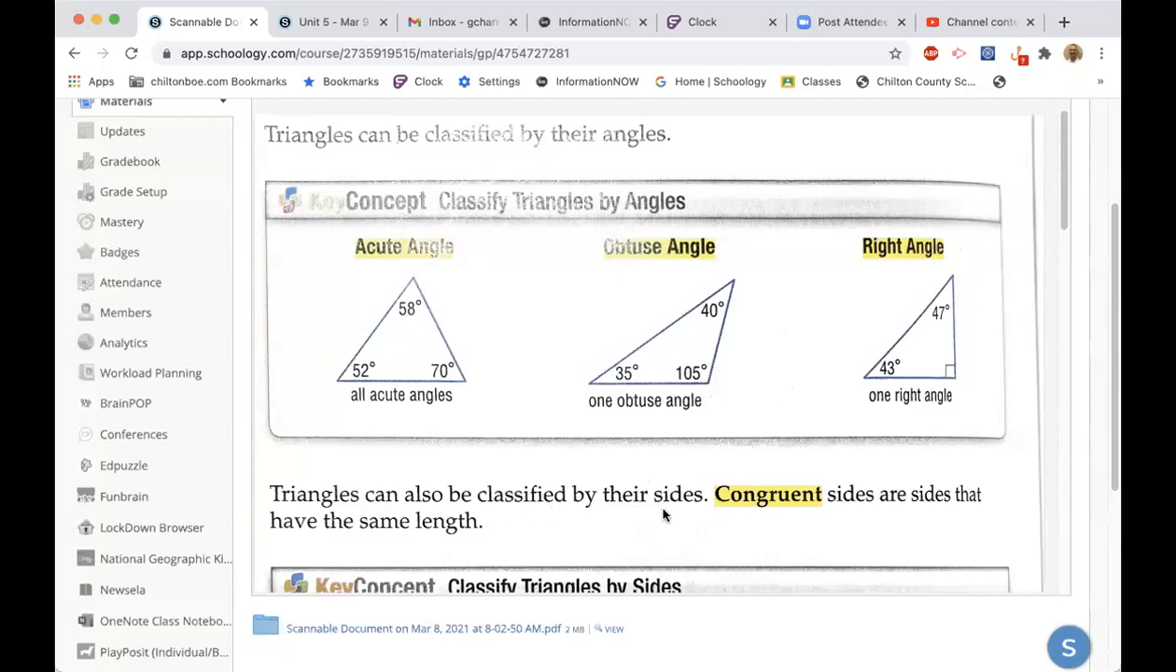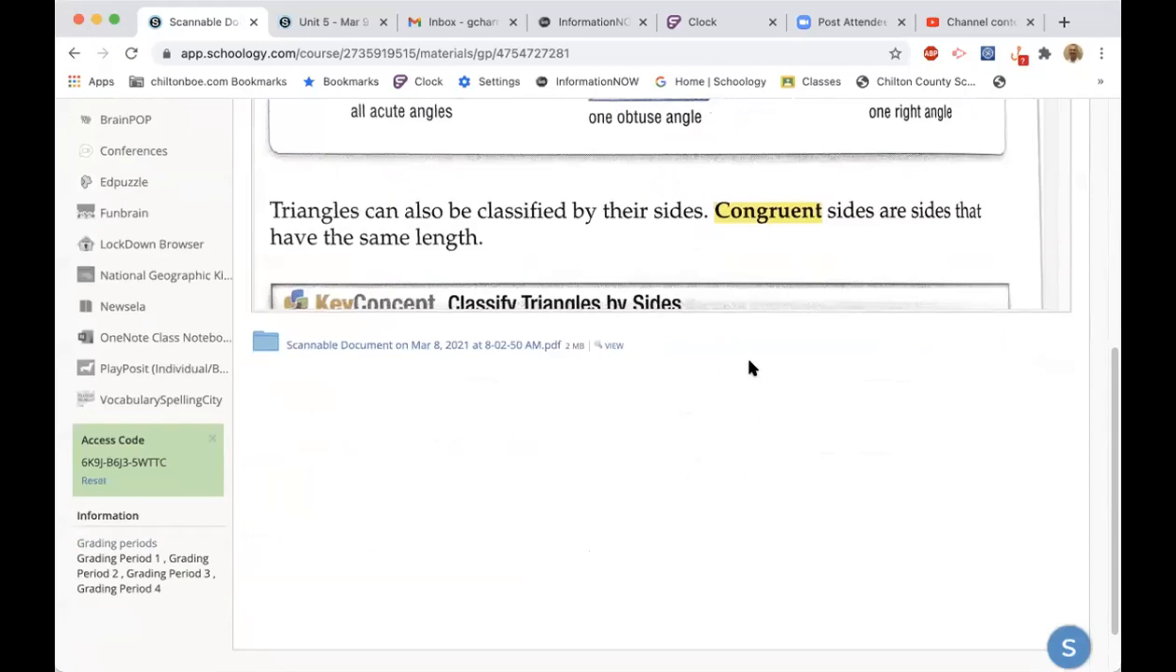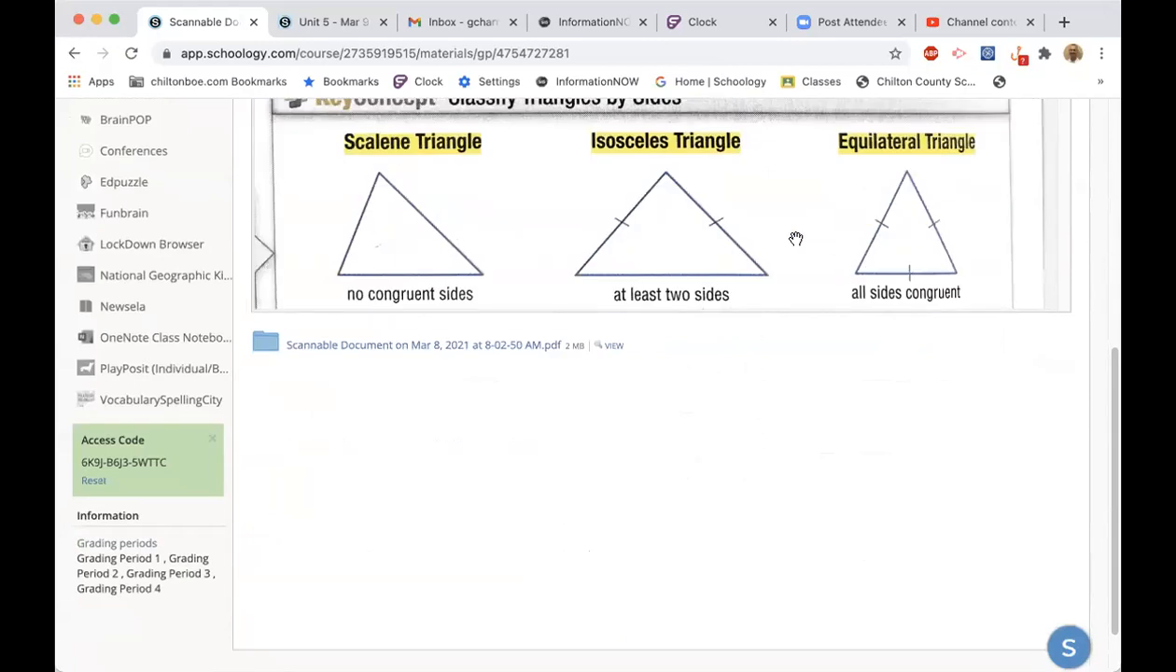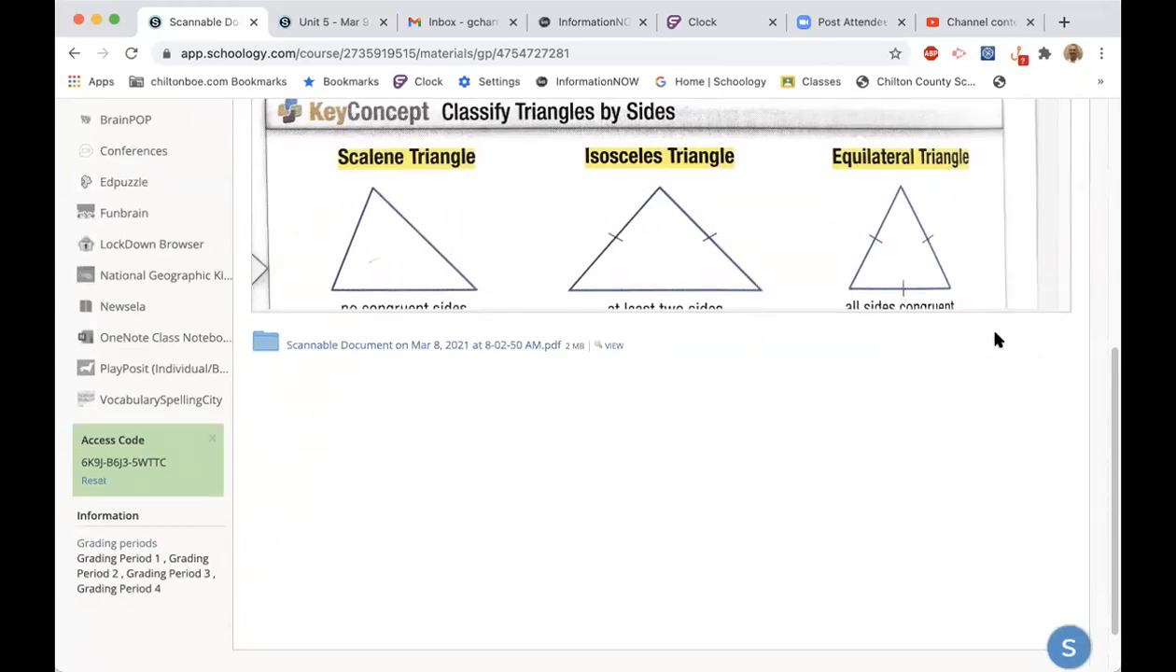Triangles can also be classified by their sides. Congruent sides are sides that have the same length. So let's look at some of those.